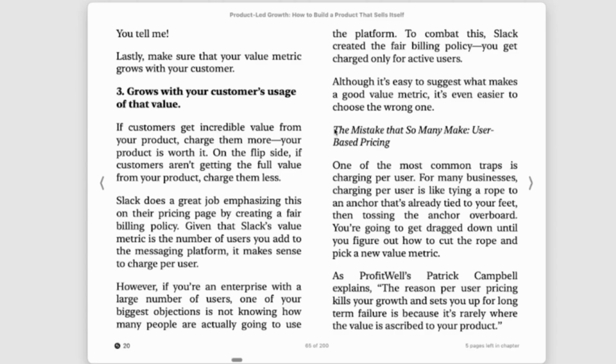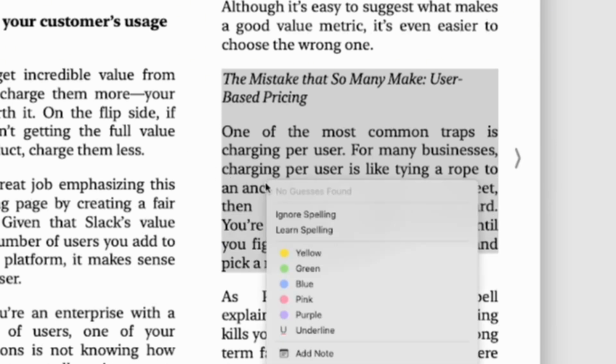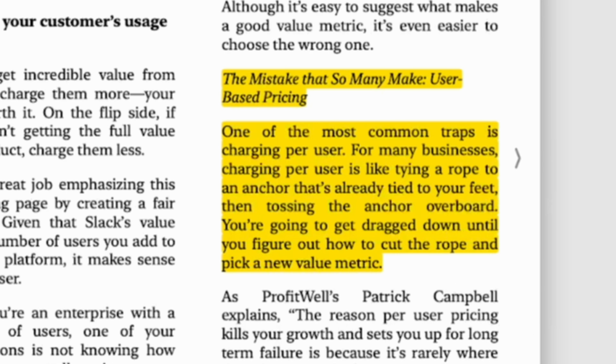In the book, he said one of the most common traps is charging per user. For many businesses, charging per user is like tying a rope to an anchor that is already tied to your feet, then tossing that anchor overboard. You're going to get dragged down until you figure out how to cut the rope and pick a new value metric. And he said as a SaaS business, you cannot simply rely on competing for the cheapest price due to the cost of a high churn rate.